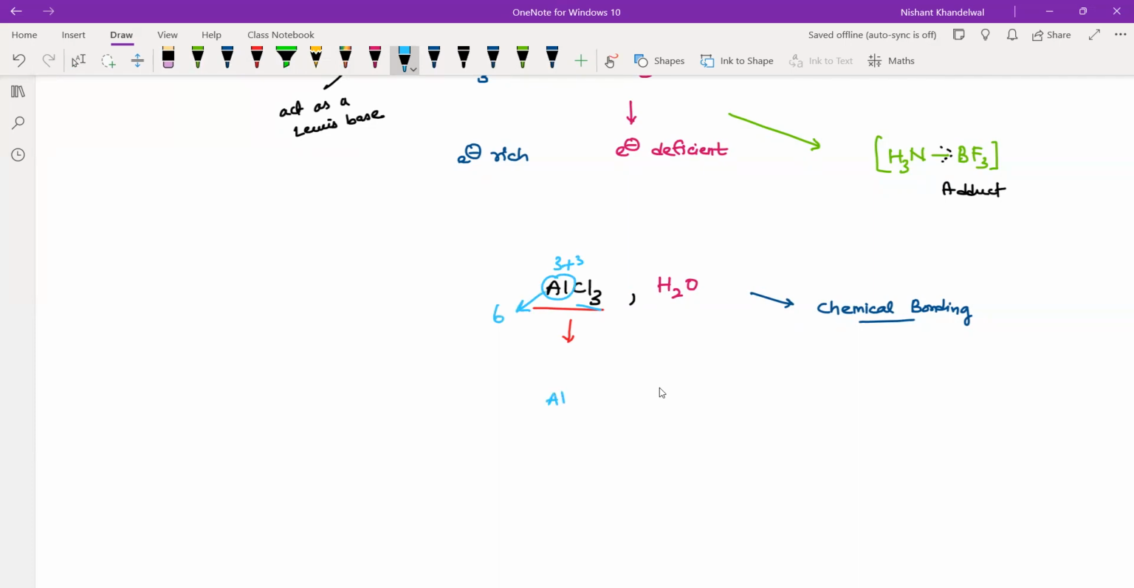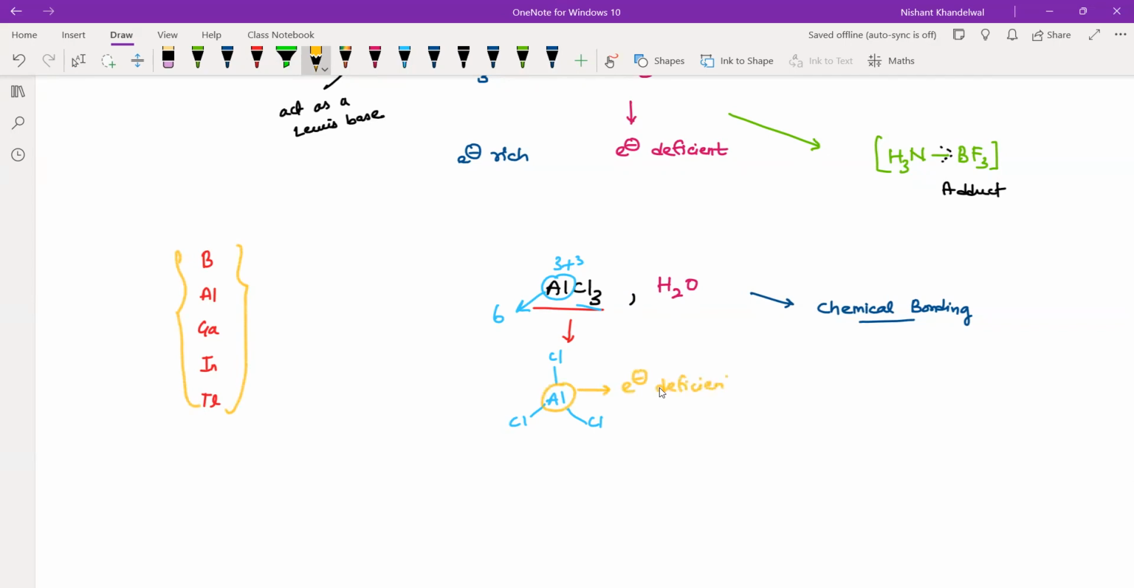Because aluminium comes just below boron. See, boron, aluminium, gallium, indium, and thallium. All these elements are in the same boat, so they show the same property; they usually act as a Lewis acid. So this is electron deficient.